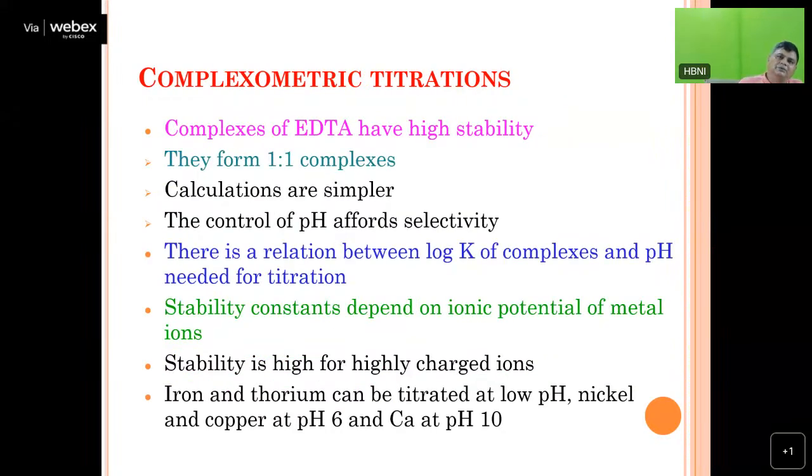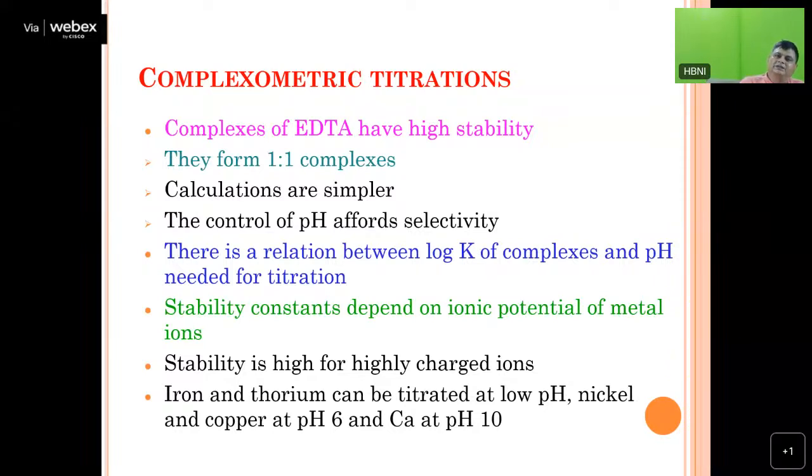There is a certain example of complexometric titration, that is the complex of EDTA with high stability. I think most of you are aware what EDTA is. In general, EDTA forms a 1:1 complex, so the calculation is much simpler. The control of pH affords selectivity, because by controlling the pH of the reaction we can control the selectivity.